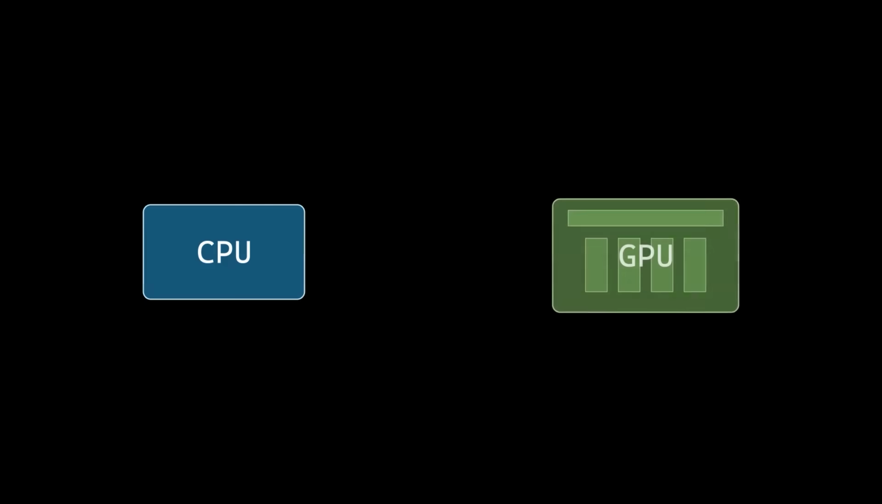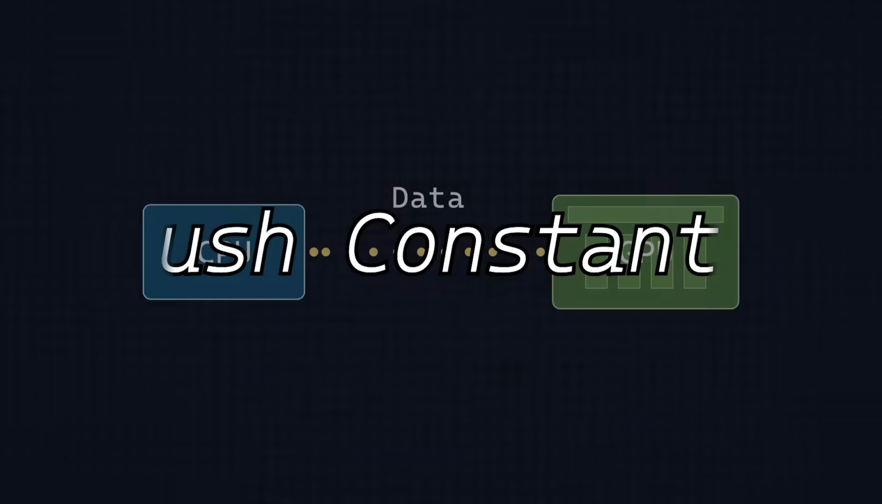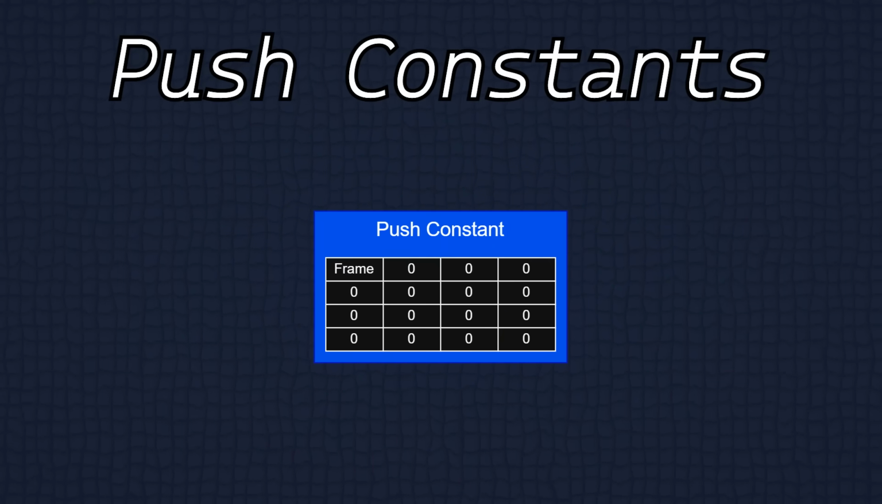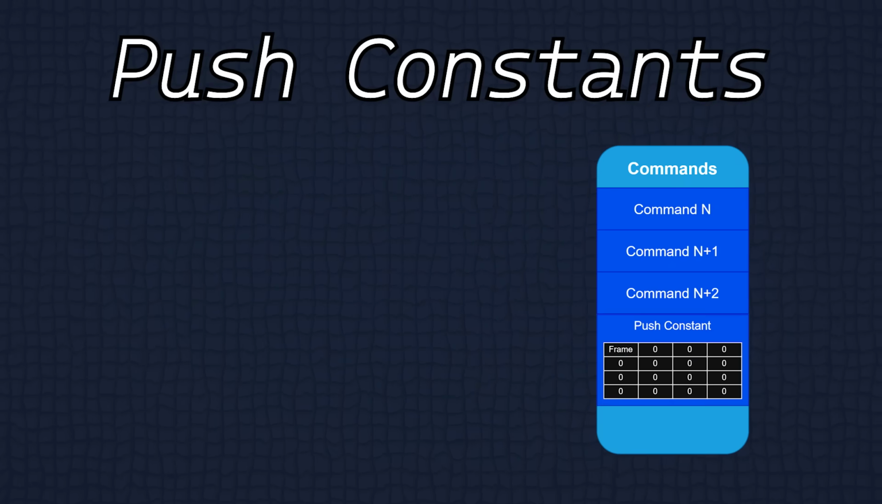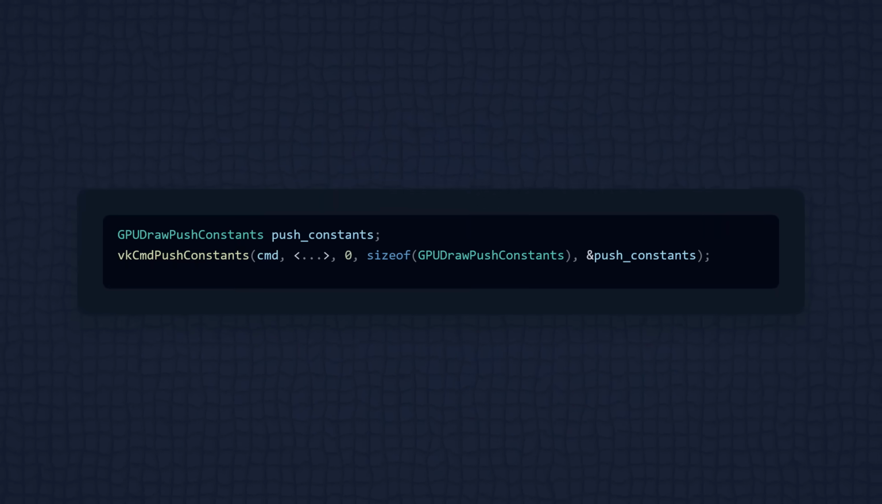A very simple and fast way to pass small amounts of data to the GPU in Vulkan is using push constants. Push constants are a small block of data that can be sent to the shader at draw time using commands recorded into the command buffer. They are very fast because they don't require descriptor sets, buffers, or memory allocations. We just push the data directly with a single command.